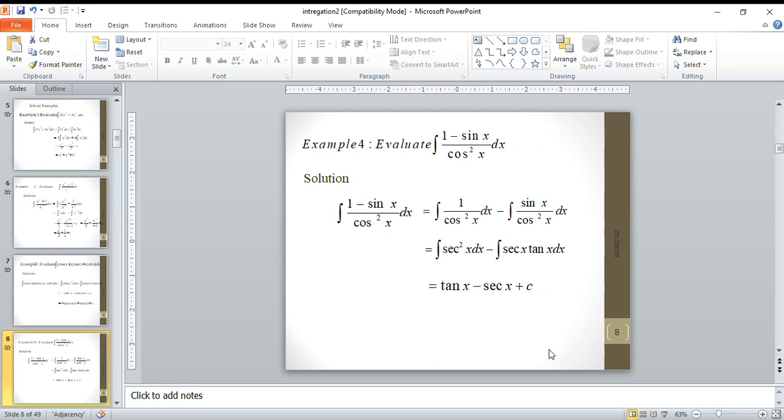Example 4. Evaluate integration 1 minus sin x by cos square x dx. Solution. Integration 1 minus sin x by cos square x dx equal to 1 by cos square x dx minus integration sin x by cos square x dx. 1 by cos is sec, so 1 by cos square is secant square x dx, minus sin by cos square.